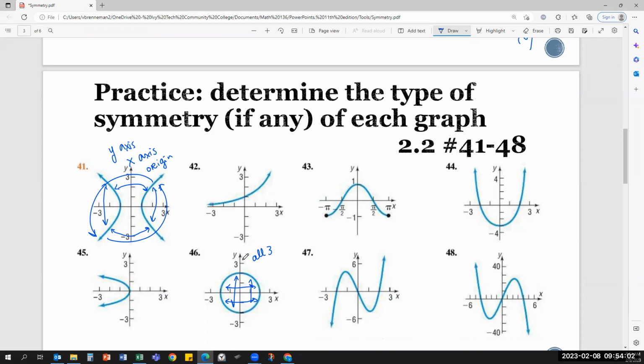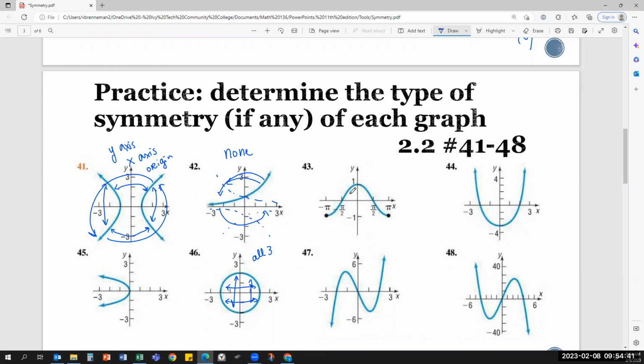Looking at this next graph, number 42, it doesn't have matching parts reflected over the y-axis. It would have to have those same shapes repeated in the opposite direction, so it doesn't have that. It doesn't have its own reflection over the x-axis. So it doesn't have y, doesn't have x, and it doesn't have its own rotation of 180 degrees. So this has none of the types of symmetry that we care about.